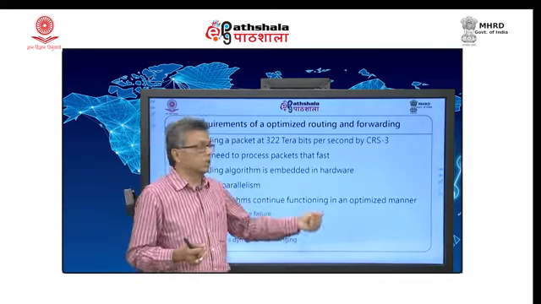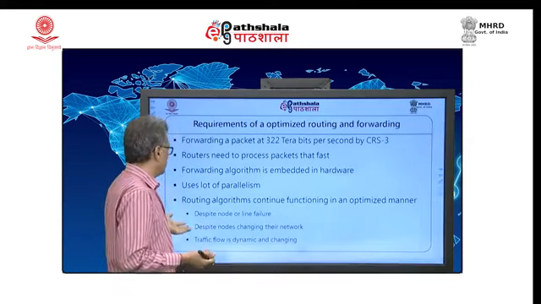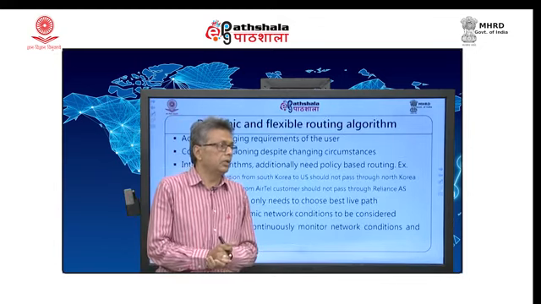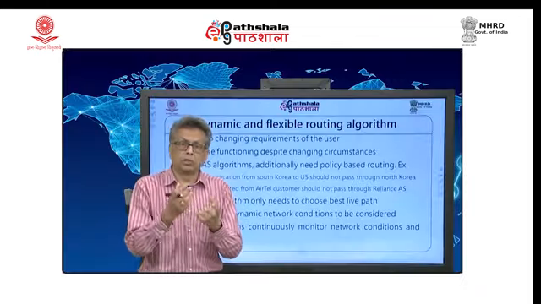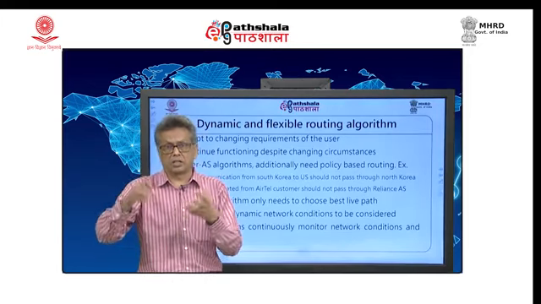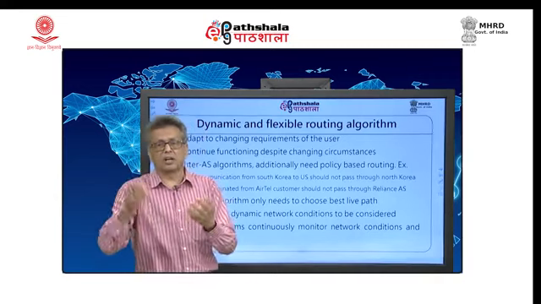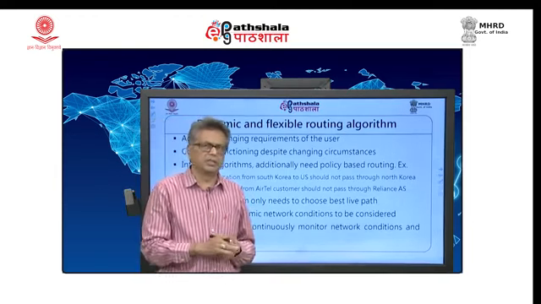Routing algorithms continue functioning in an optimized manner despite line failure and nodes changing in the network, and traffic flow is dynamic and changing, and so on and so forth. Dynamic and flexible routing algorithm means what? It has to adapt to changing requirements of the user. If the user starts sending at higher speed, it should make sure that it is managed, or if the user moves his node from one place to the other, it has to adapt to it, or whenever there is congestion in the network, it should reroute that traffic out of that congested area, and so on and so forth. So, there are many things needed.